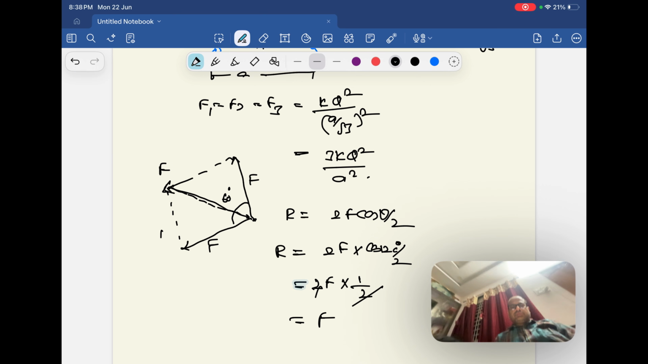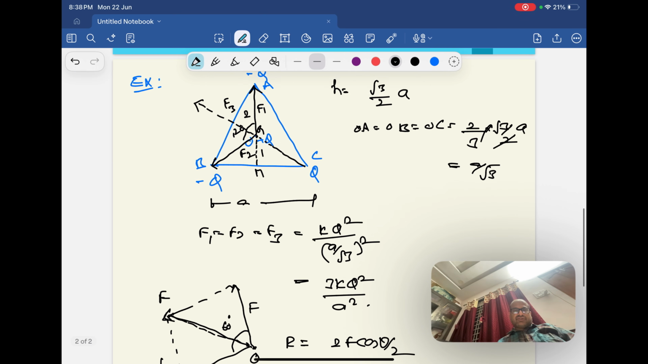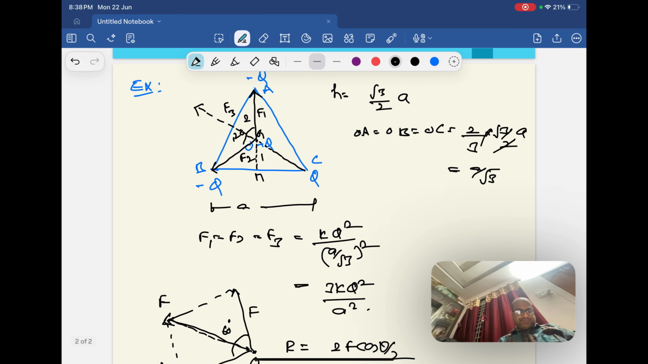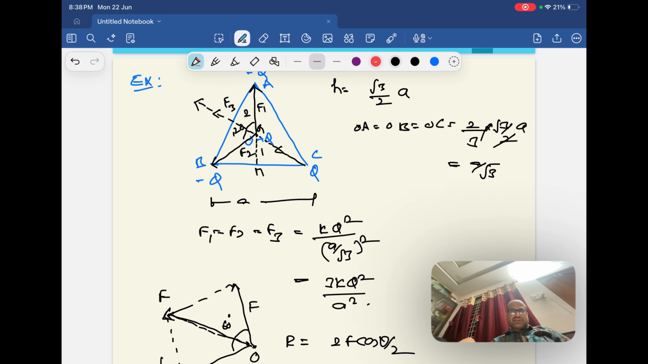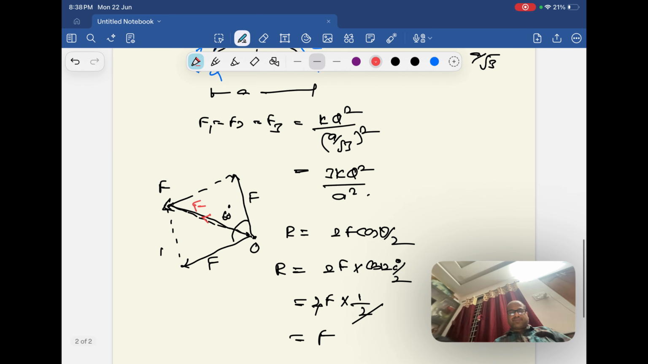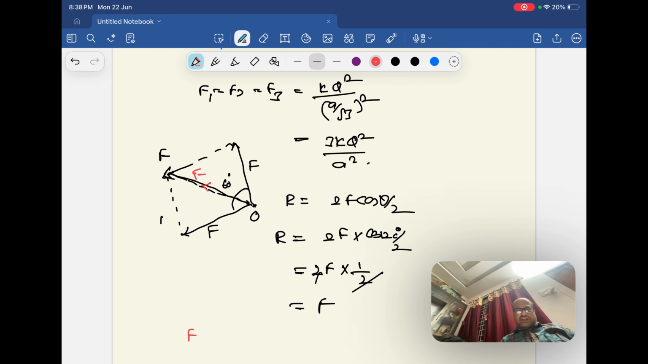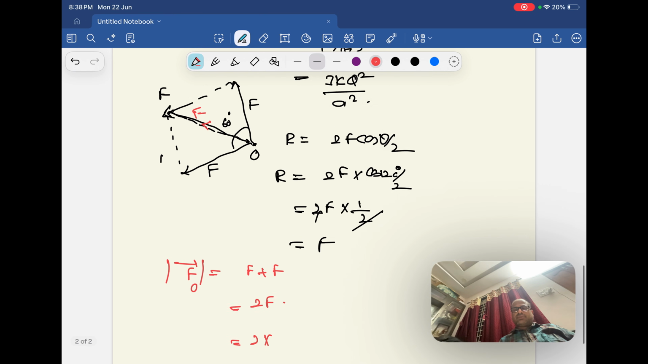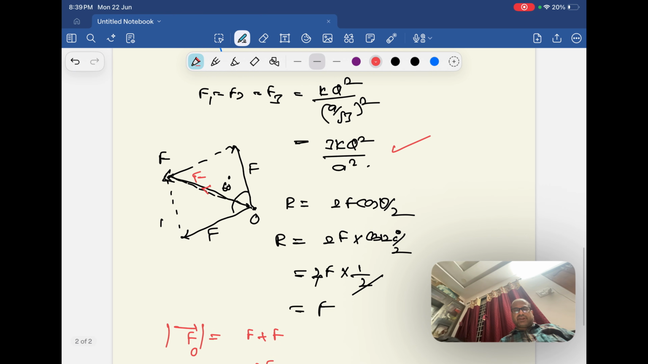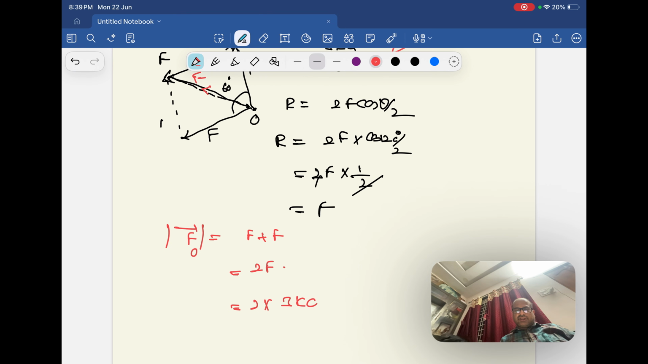Now if I consider the force because of the charge at C, that is also in the same direction here. So the resultant of the charge at C is also in the same direction, and that value is also F. So the net force on the charge at the center, its magnitude, will be F plus F, which is equal to 2F. Where the F value is 3KQ square by A square.